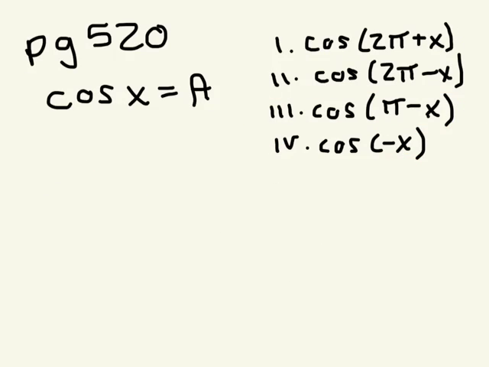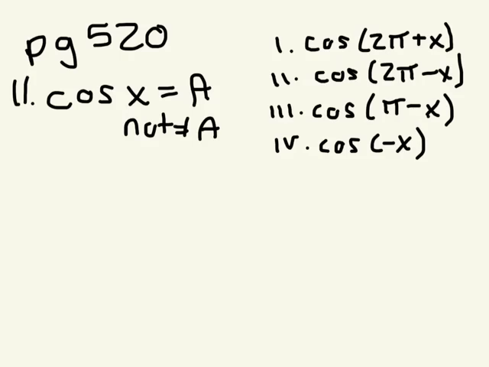Okay, this question comes from page 520. It's question number 11, and it says the cosine of x equals a. And if that's true, which of the following does not equal a? So which of the following four things are false?